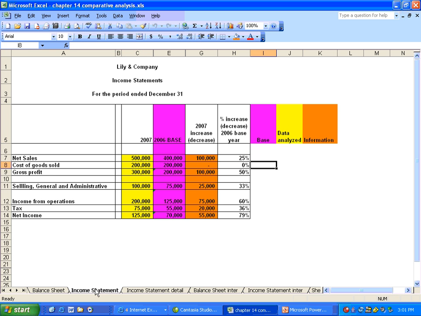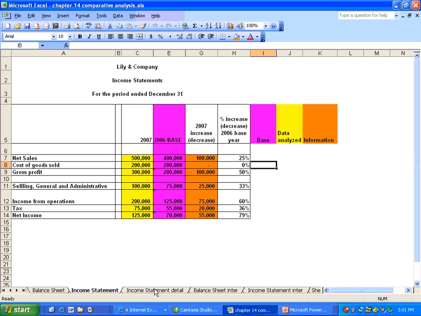Here's an example of using the horizontal analysis on an income statement. You see where, again, I had $500,000 in sales in 2007 compared to $400,000 in 2006. It's a $100,000 increase. That's a 25% increase based on the base year of 2006. So I'm analyzing the 2007 data and using 2006 as a base year.